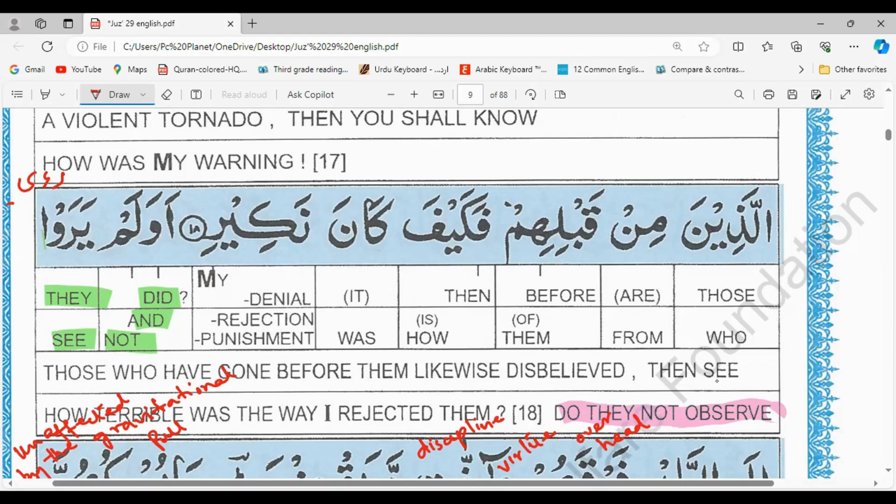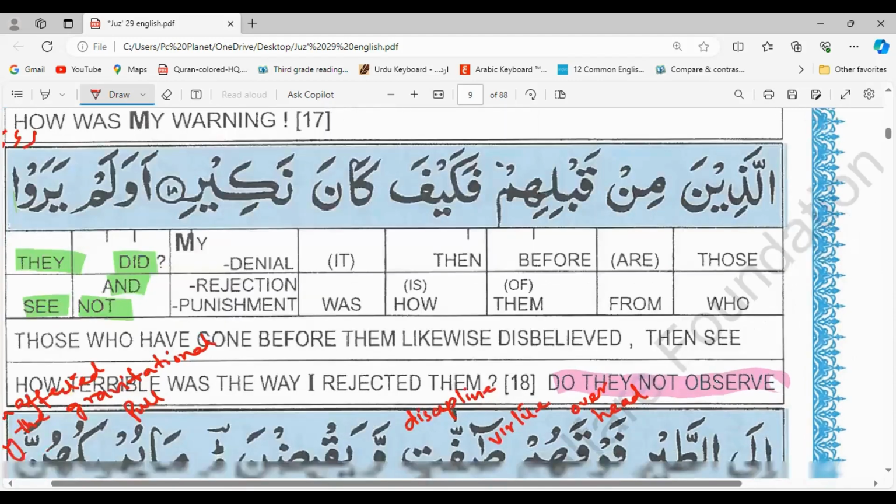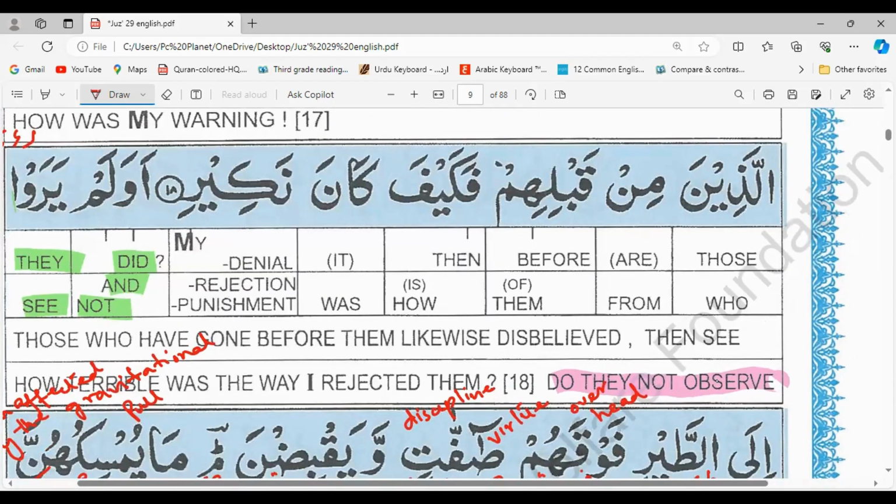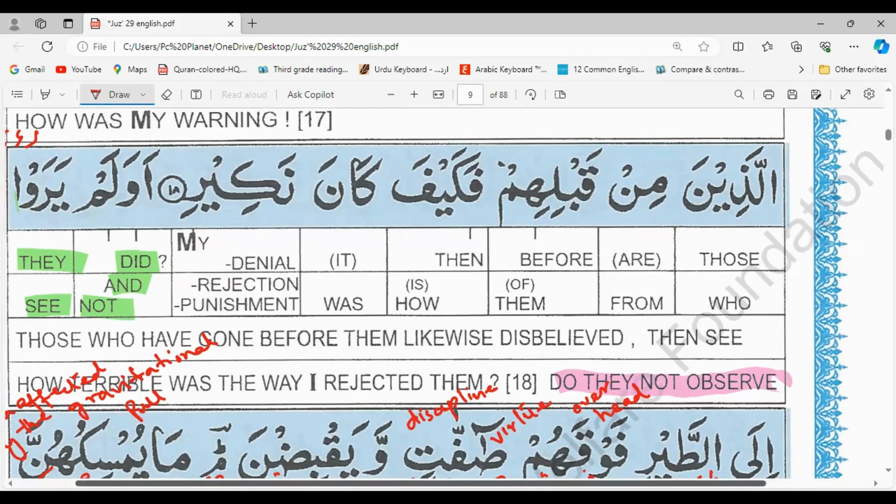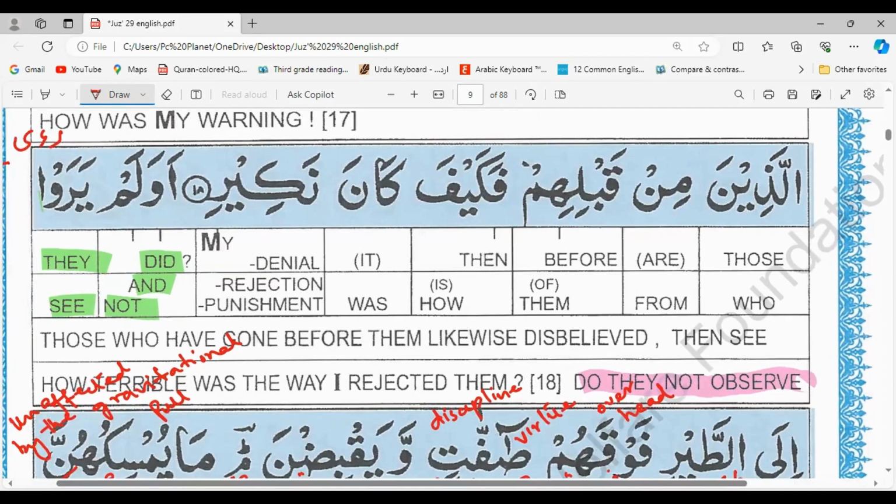And the verse starts with Avalam yarau ila tayri fawqahum saffatin wa yaqbiz. A is a question word, wa is a connective meaning and, and lam is used to make a sentence negative. Avalam yarau. Yarau is from Ra, Hamza and Ya, the root word. Avalam yarau, have they not seen?